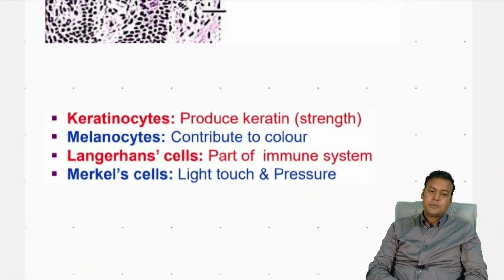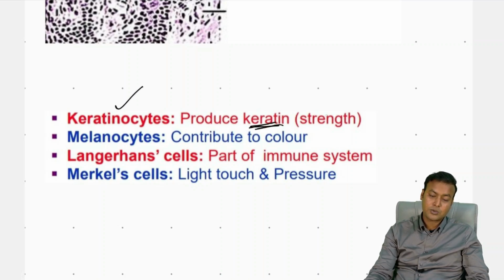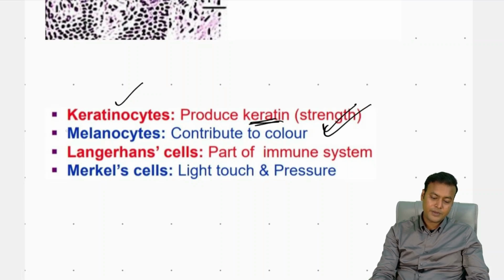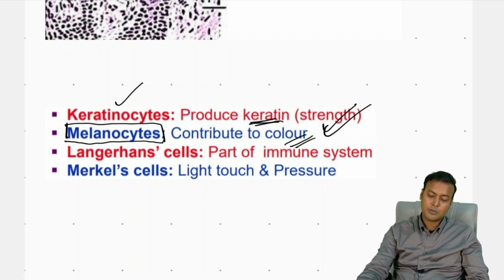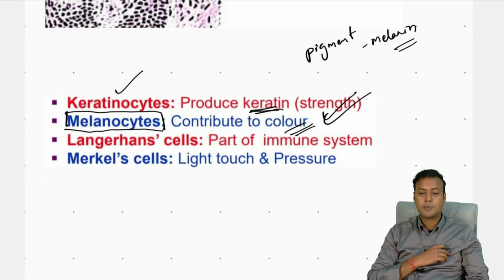What are the different types of cells present in the epidermis? Now students, we have cells known as keratinocytes. They produce keratin and also impart strength to the epidermis. Then we have the melanocytes. These are the melanin producing cells and they contribute to the color. So remember the pigment name, that is melanin, which imparts color to the skin, and the cells producing this melanin are known as melanocytes.